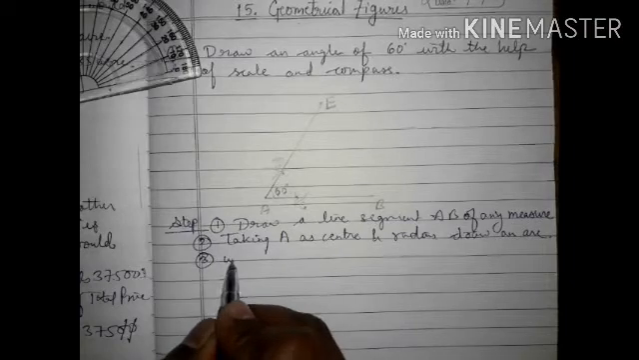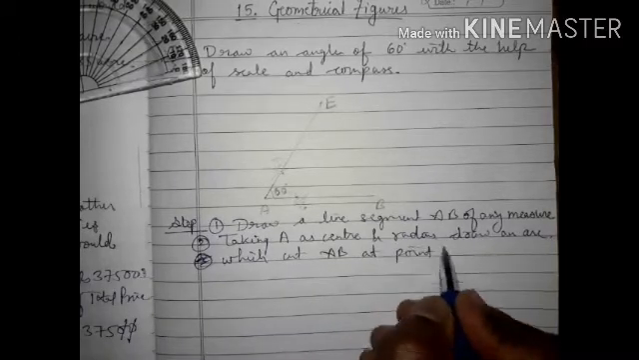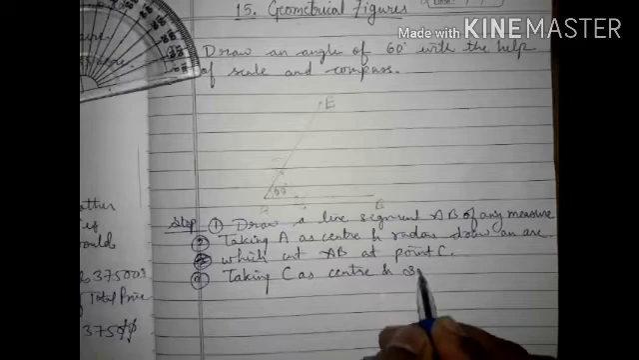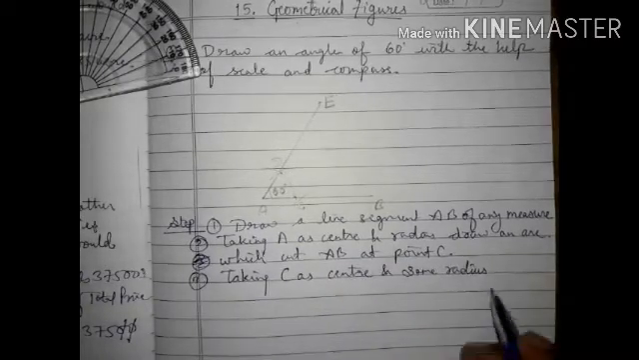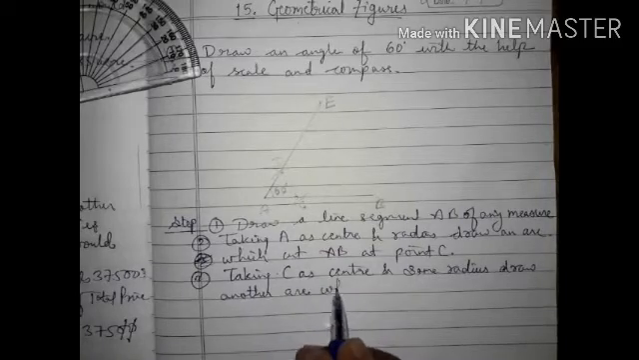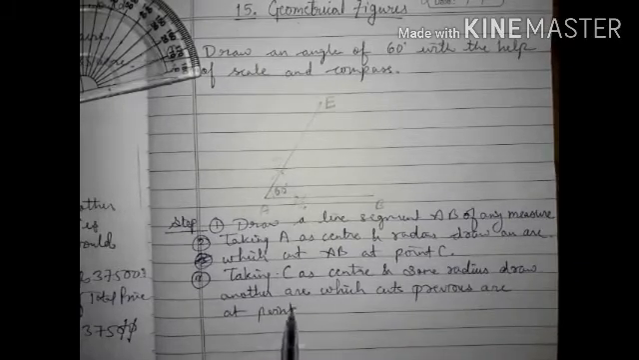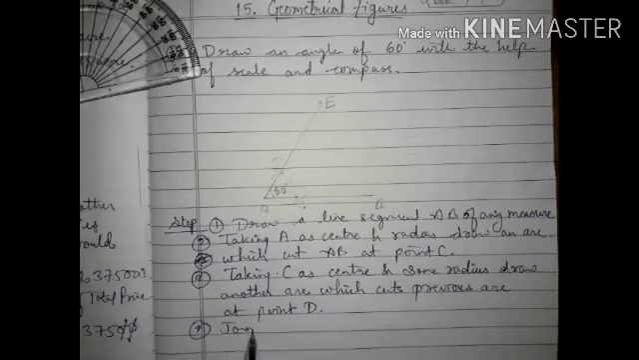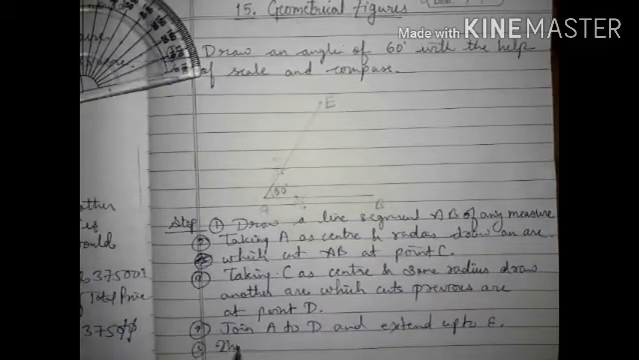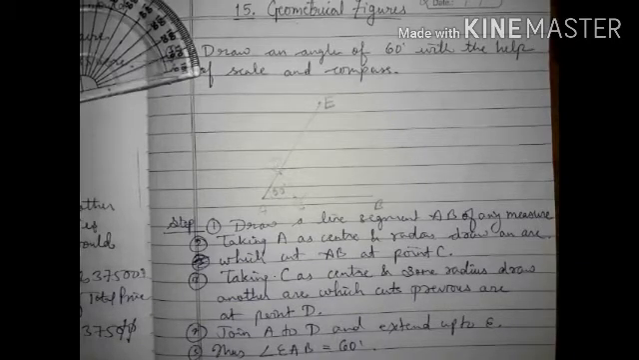Now which cuts AB at point C. Now third step is taking C as center and the same radius that we have taken before, draw another arc which cuts the previous arc at point D. Now join A to D and extend up to E. Thus angle EAB is equal to 60 degrees. Like that we have to write the steps also.